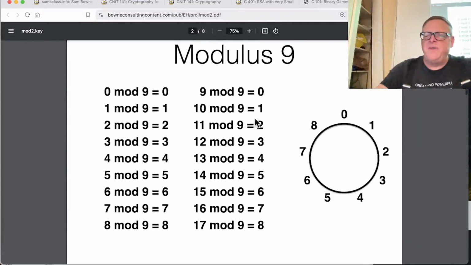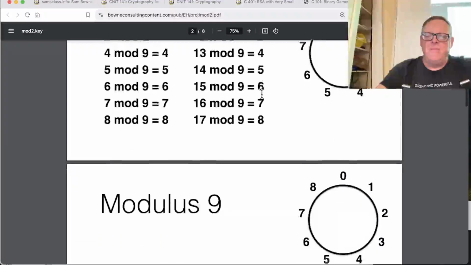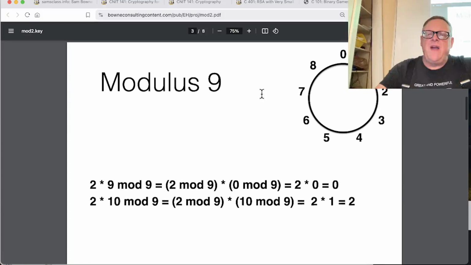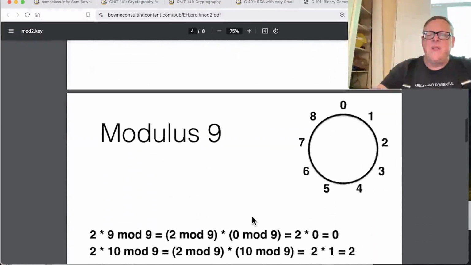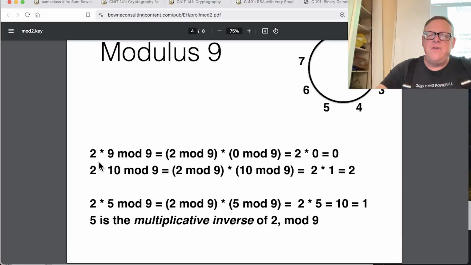All right, we talked about this, mod 9, you understand that. So you go up to 8, and then when you have 9 mod 9, you're back to 0. So if I take 2 times 9 mod 9, 9 mod 9 is 0, so I'll get 2 times 0, which is 0. If I take 2 times 10 mod 9, I'll get 2, because 10 mod 9 is 1. So I can double a number.